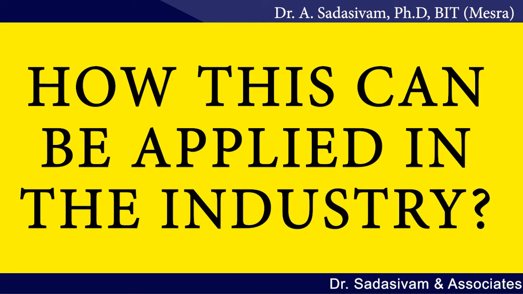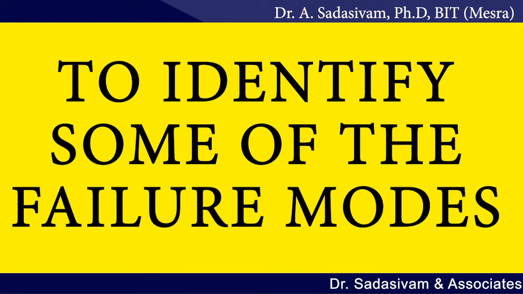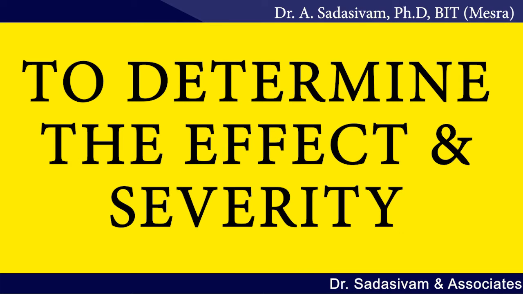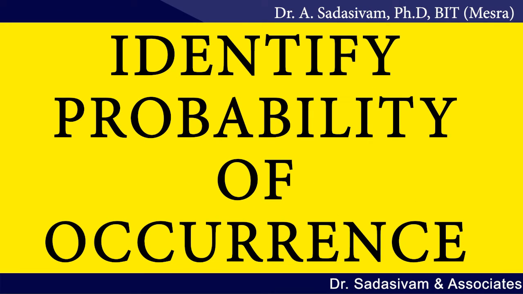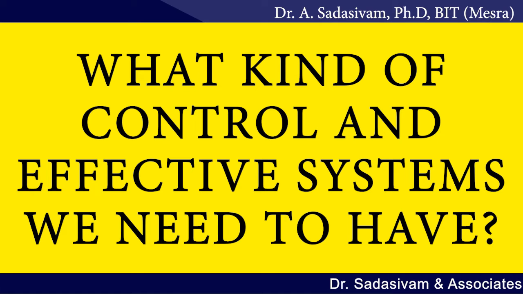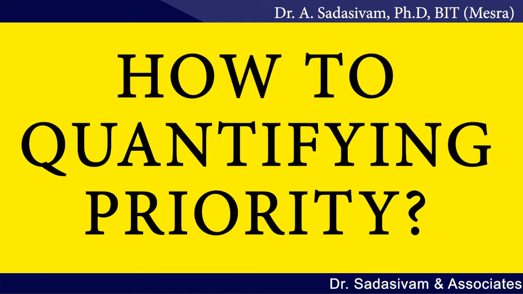Now, especially in the context of how this can be applied in the industry, it can be used to identify some of the failure modes. It can be used to determine the effect and severity. It can identify the causes. It can identify the probability of occurrences, and what kind of control and effective systems we need to have. We will also be learning how to quantify priorities. In life, we want to do everything, but all said and done, each of these resources has to be used very, very judiciously. And that's where prioritization becomes extremely important.